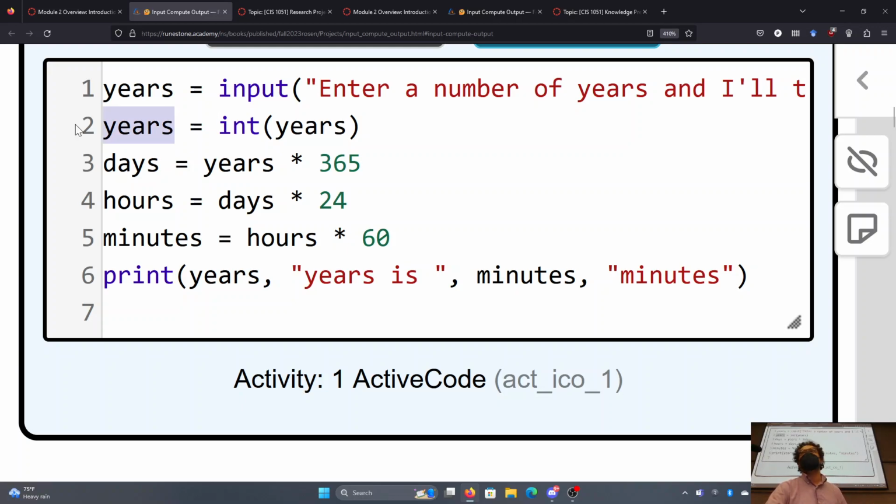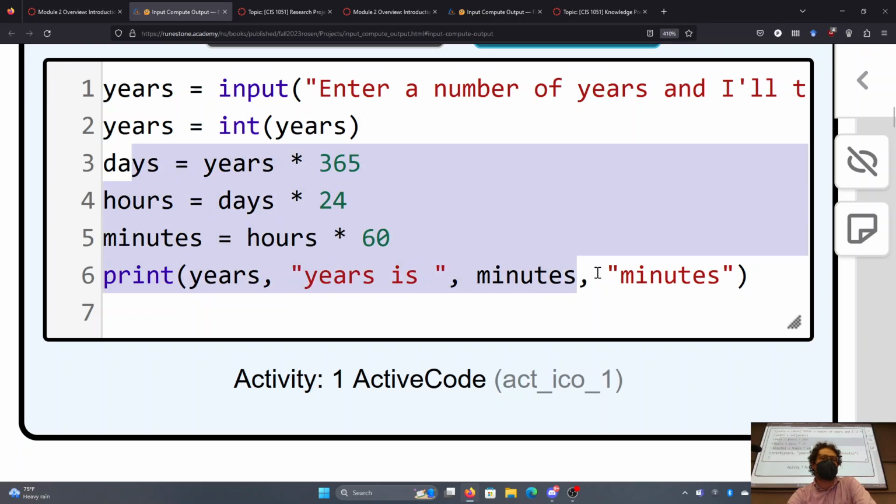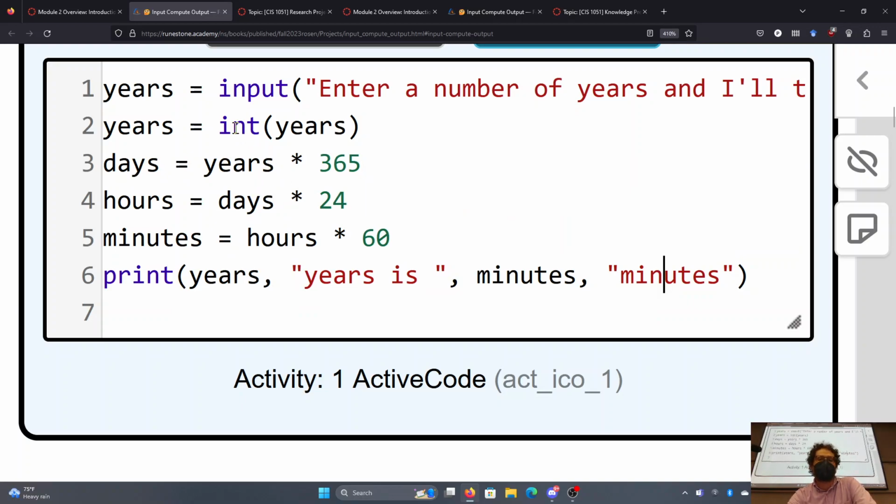Okay, we can't store more than one thing in a box. We're taking out what's in the box, converting it to an integer, and putting it back in. That's the idea. The reason we're converting it to an integer, or a whole number, is because we're about to do some mathematical operations to compute how many minutes that is. And we can't do mathematical operations on strings, or at least we can't do them and get the results that we want.